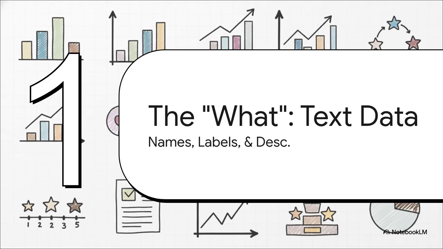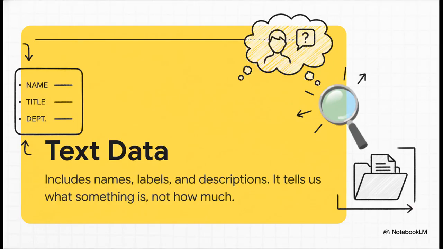Okay, so our first building block is all about answering one simple question. What is it? This is what we call text data. It's the data of names, of different categories, of labels, and all those descriptions that give our information its identity. The most important thing to remember here is that text data is all about description. Think about it. You have a list of employees. What are their names? That's text. Their job titles? That's text too. The department they work in? Yep, also text. It tells us what we're looking at, but it never tells us a quantity.